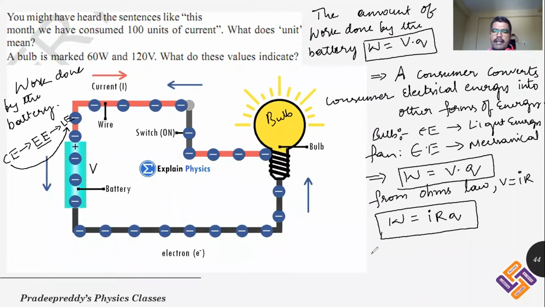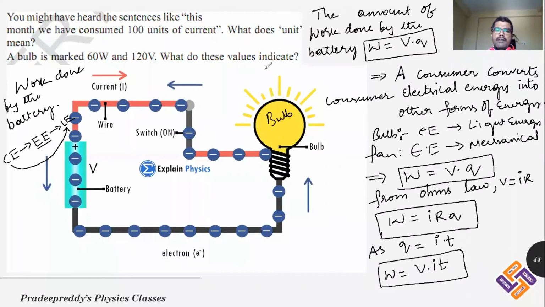And similarly, as we know, charge flow Q is equal to I into T. You can use that here. So work done W can be written as V I T. This is one more equation which we have for electrical work done.